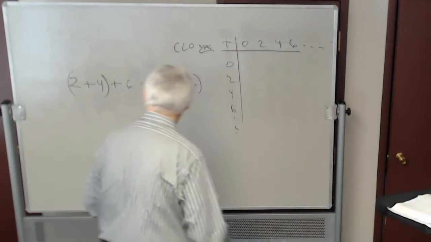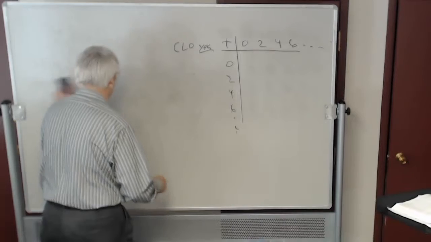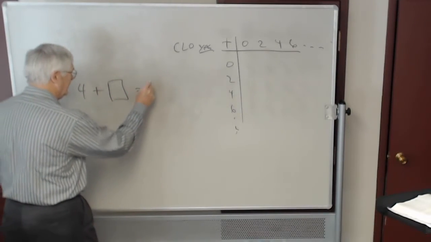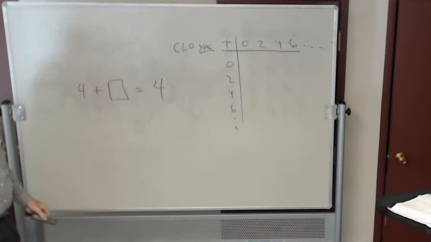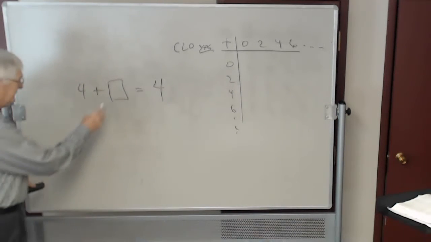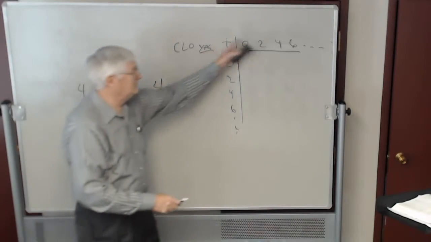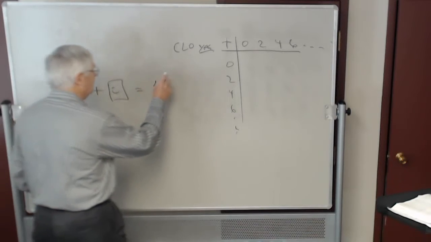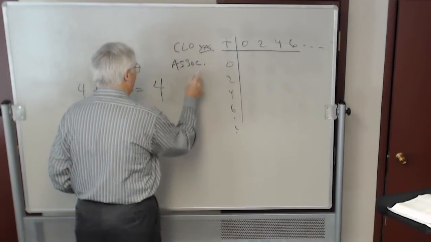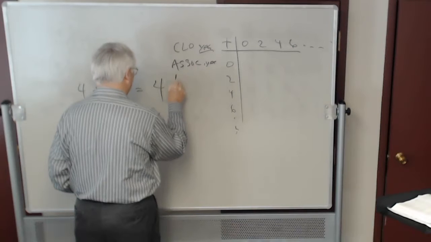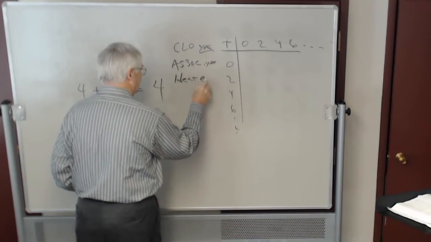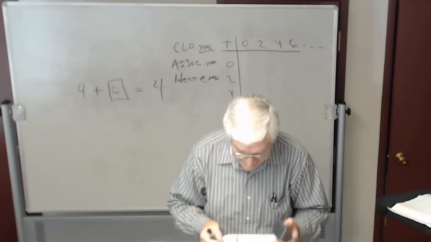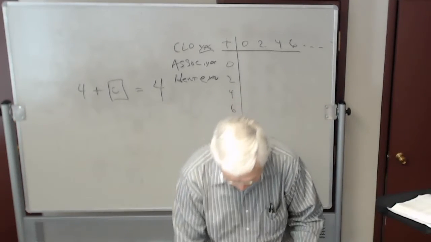Identity. Does 4 plus something equal 4? 0. Yeah, 0. See, Daniel. 0 plus all of those is going to equal all of those. So I've got closure, I've got associative. Yes. I've got an identity element. Yes. What else am I looking for? Whoa, we're almost there, aren't we? Inverse.